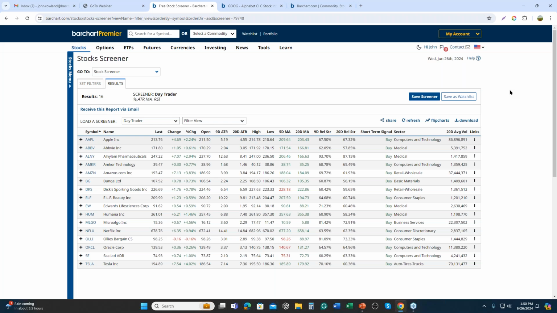So this, you can really see Apple is kind of outperforming on a percentage basis today. So what was the opening price? Well, the opening price was $211.50, and currently we're at $213. So what's our internal trend? Well, our internal trend at the moment, as it looks like, is up.